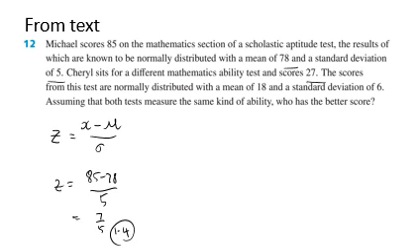Now, let's consider Cheryl. Now, Cheryl, we can also convert to a z-score. Now, the higher the z-score, the better you've actually done. So what we're trying to do is to see if Cheryl is going to end up with a higher z-score. Let's have a look and see what happened. Now, what did she get? She got 27, didn't she?